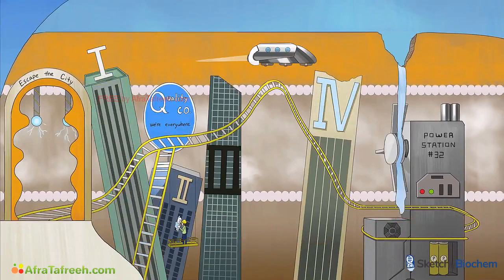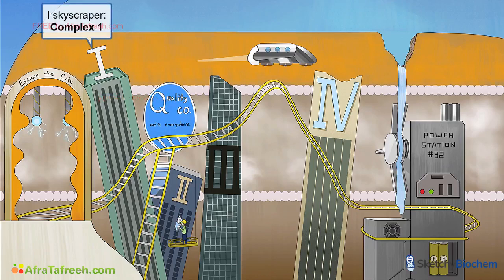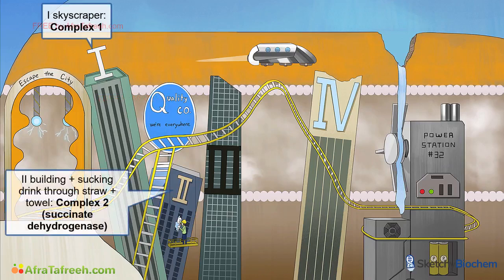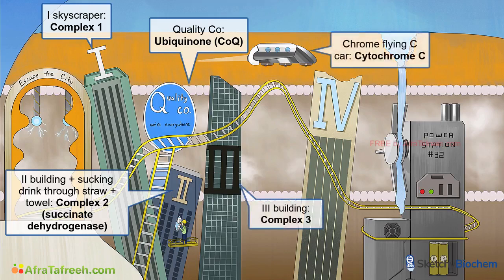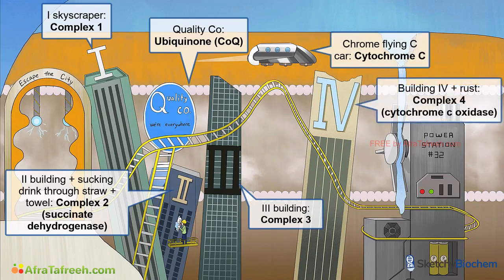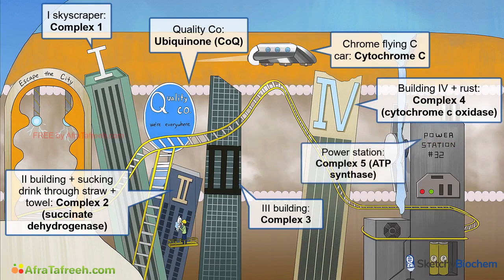Without further ado, let's go over the components of the electron transport chain. It consists of complex 1, represented by the 1 skyscraper, complex 2, succinate dehydrogenase, represented by building 2 and a worker drying a window with a towel while drinking through a straw, ubiquinone, aka CoQ, represented by that Quality Co advertisement, complex 3, represented by building 3, cytochrome C, represented by a sweet chrome-flying C car, complex 4, cytochrome C oxidase, represented by the old rusty building 4, and complex 5, or ATP synthase, represented by the power station.